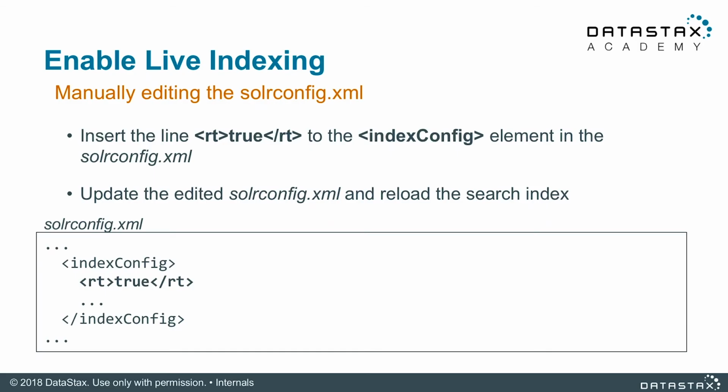Speaking of the solrconfig.xml, it is possible to add the setting to enable live indexing directly into the XML file. Under the indexConfig element, add the element RT with the value true. Afterwards, you can reload the search index to have the setting take effect.